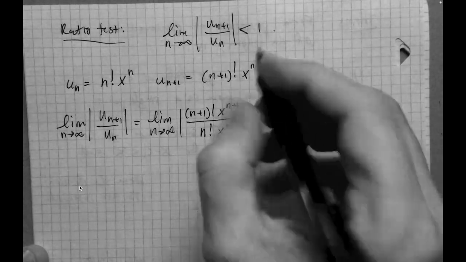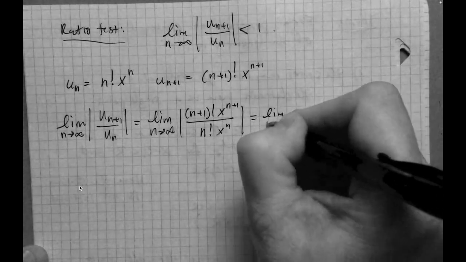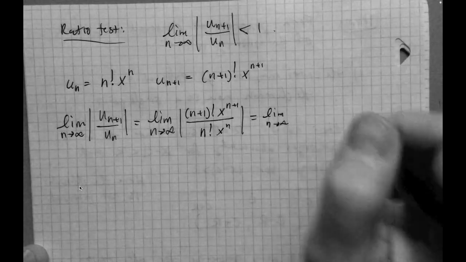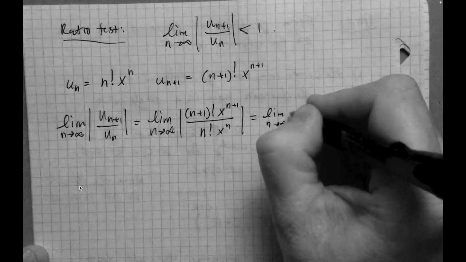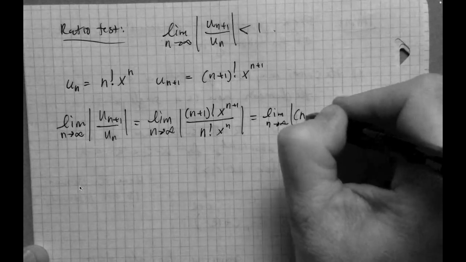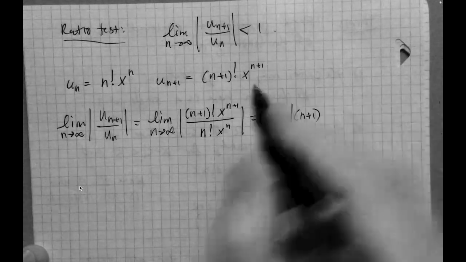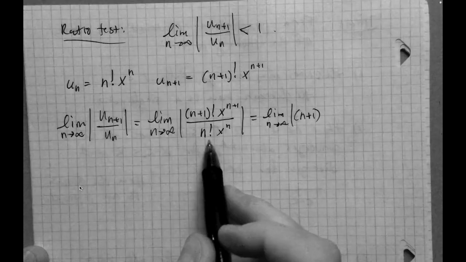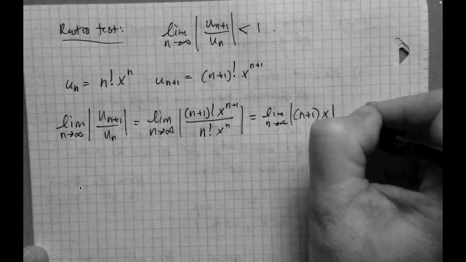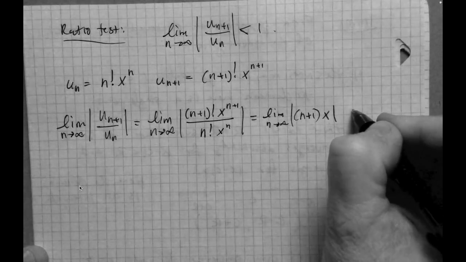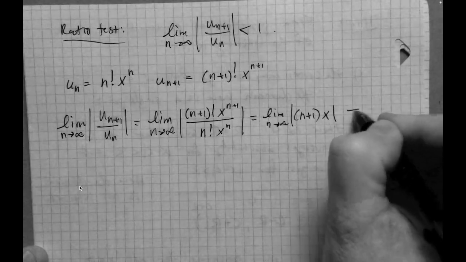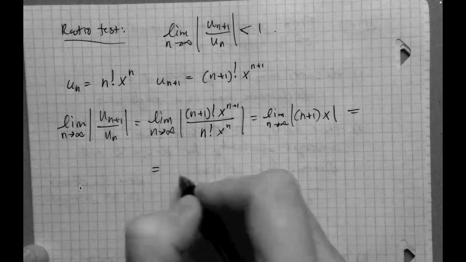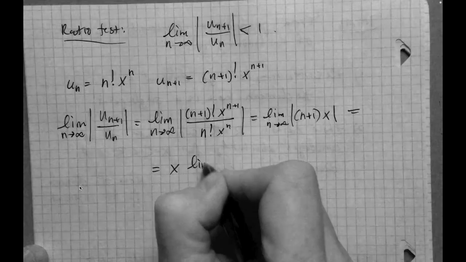Right, and then what do we get here? We can do a lot of canceling. We get the limit as n goes to infinity of, what do we have? Well, it's still the absolute value, I suppose. We'll leave that in there for a second. n plus 1, and then you've got x to the n plus 1 over x to the n, so you just have an x there, don't you? Okay, and so this is technically equal to x times the limit.